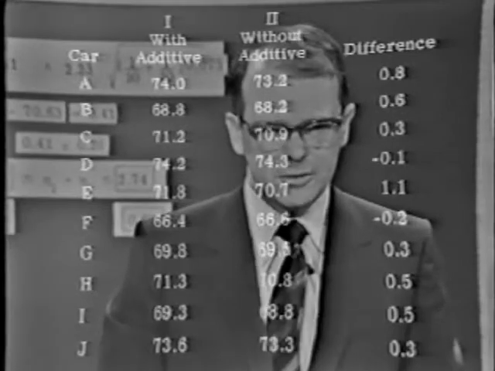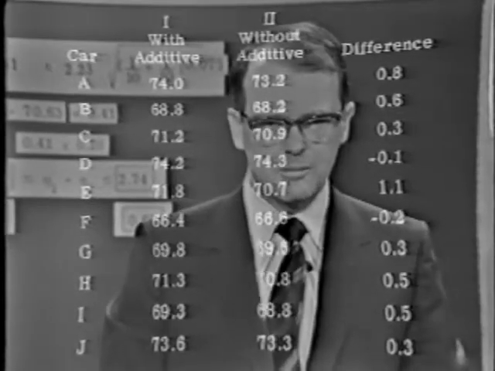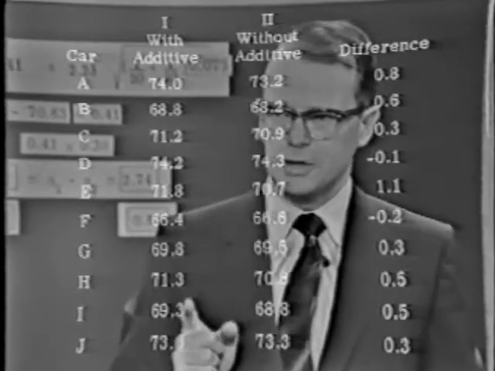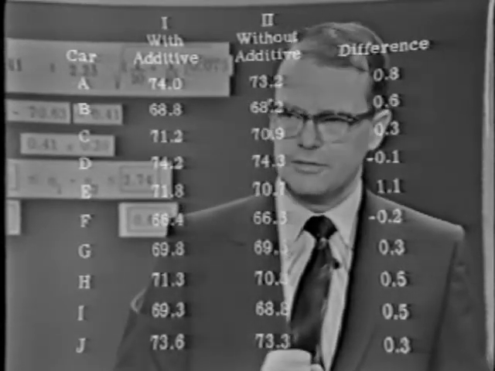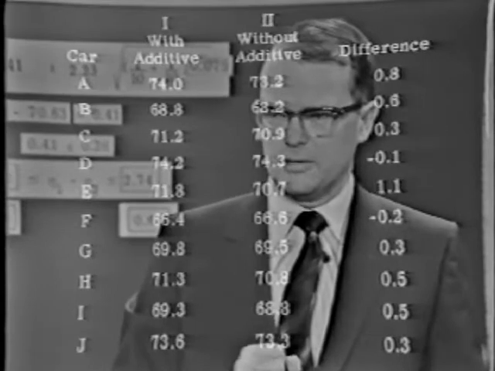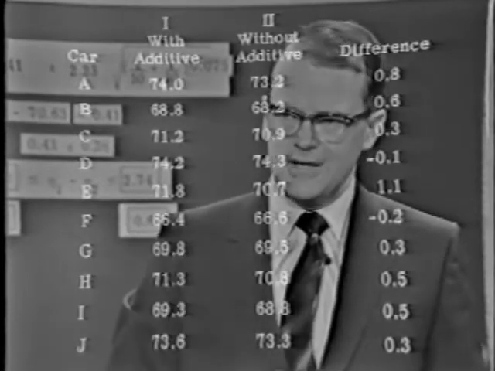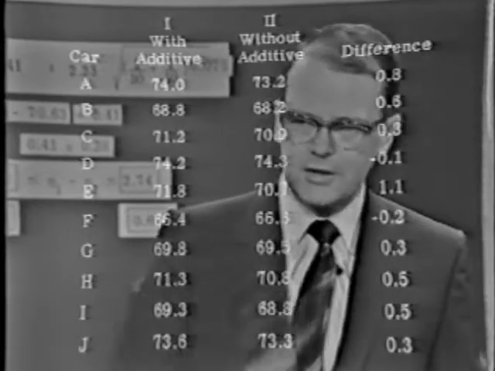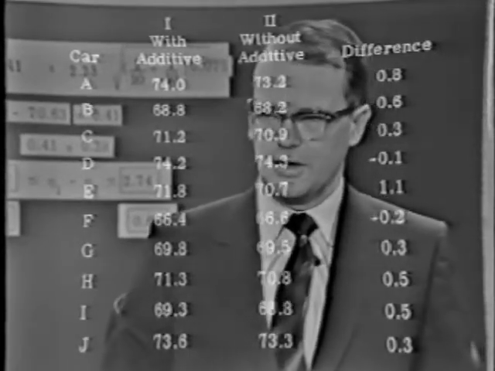Now, to do this, we attract our attention to the differences. It's the differences which carry the information relative to eta 1 minus eta 2. And we see displayed here the 10 differences which we ran into as a consequence of running these experiments. You'll notice some of the differences are even negative. That means, you know, the additive apparently has a deleterious effect on the mileage of these cars.